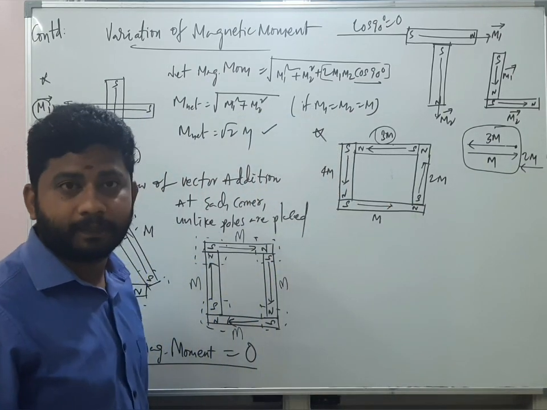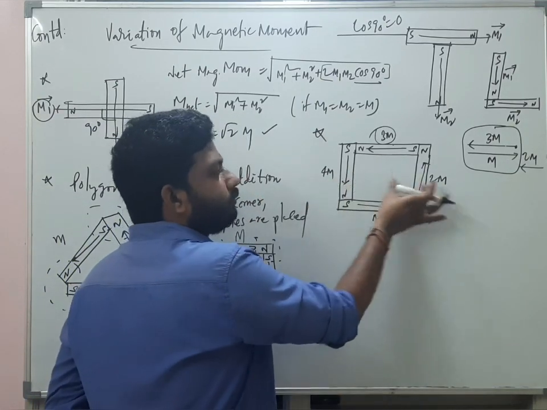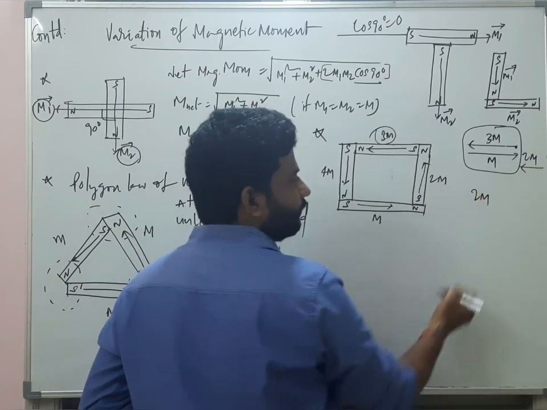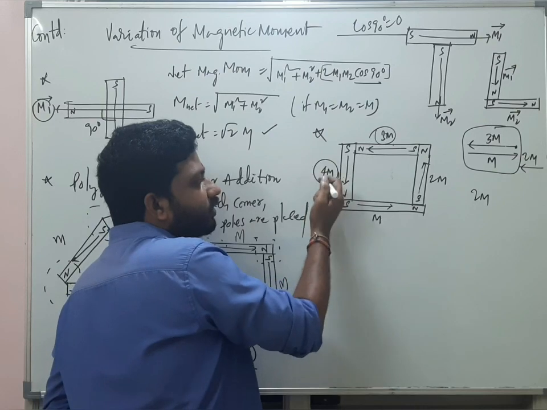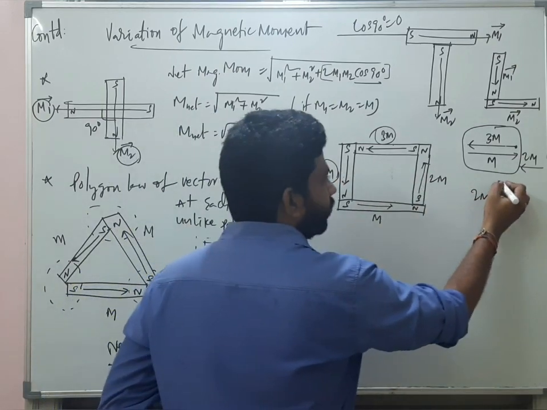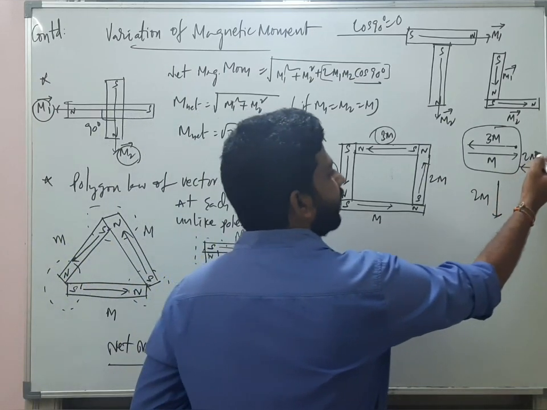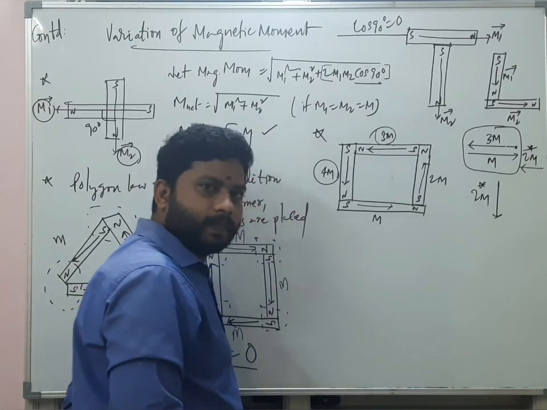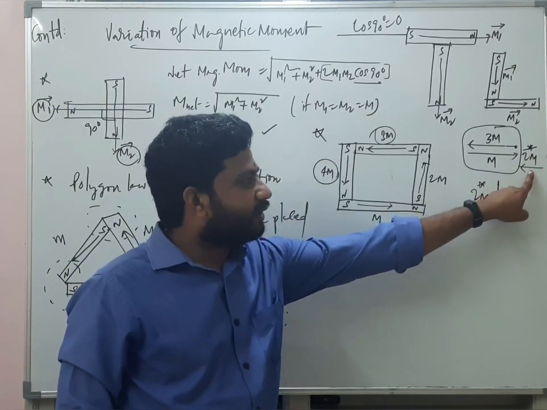Keep it aside. Now focus on these two. It's 4M, 2M. So the resultant will be 2M. In which direction? Definitely downward, because this magnitude is more when you compare it with these two. So 2M in this direction. So these are the two vectors I have. This is one vector and this is the other vector. So a free vector can be drawn.